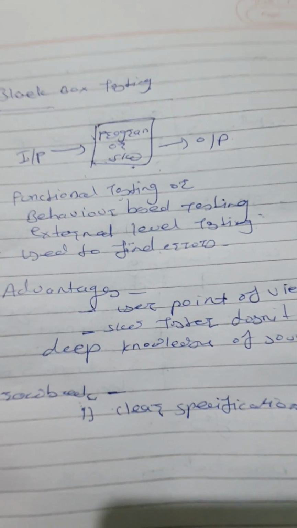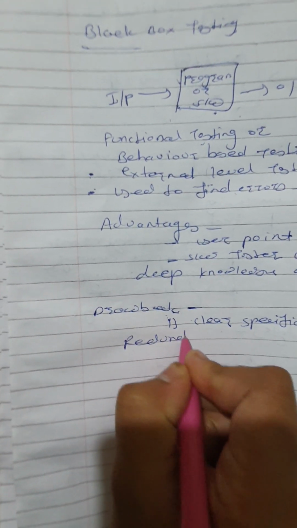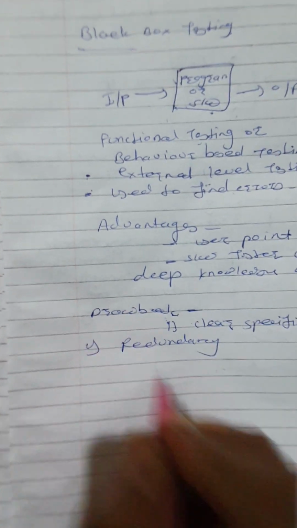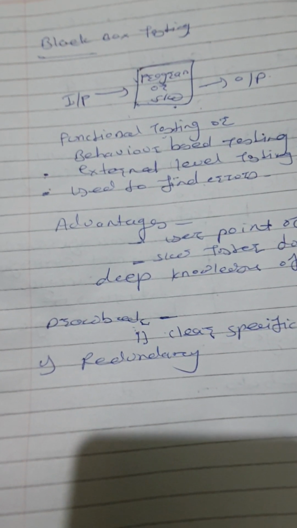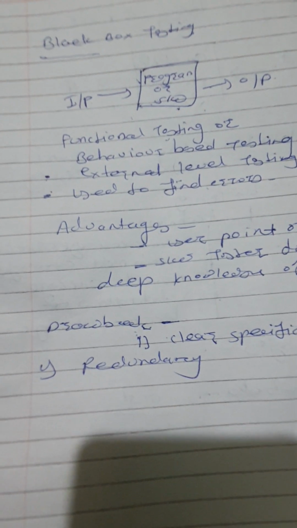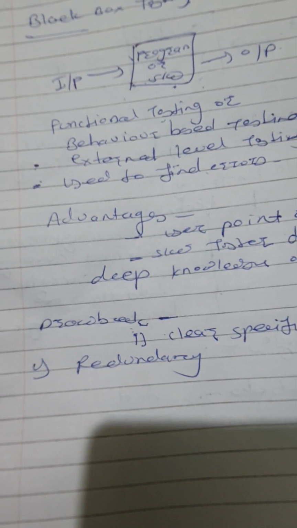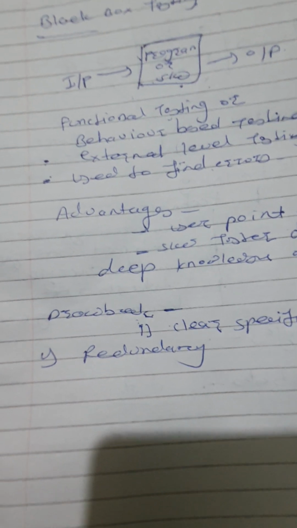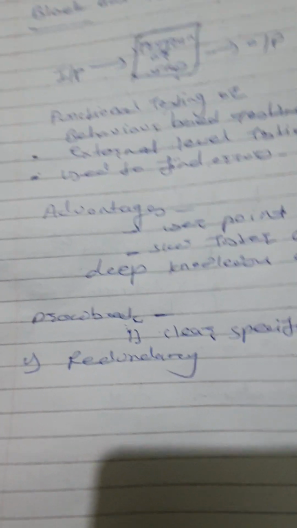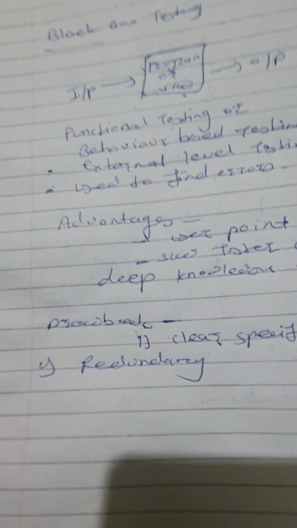And the second drawback is redundancy. Redundancy means repetition. The second drawback is totally related to redundancy, means test cases can be redundant if the developer has already run the test cases. So there is a problem of redundancy or repetition.